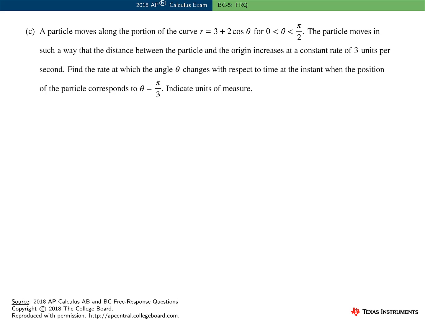And in Part C, we now have a particle moving along a portion of the curve described by r equal 3 plus 2 cosine theta. The particle moves in such a way that the distance between the particle and the origin increases at a constant rate of 3 units per second. We need to find the rate at which the angle theta changes at the instant when the position of the particle corresponds to theta equal pi over 3.